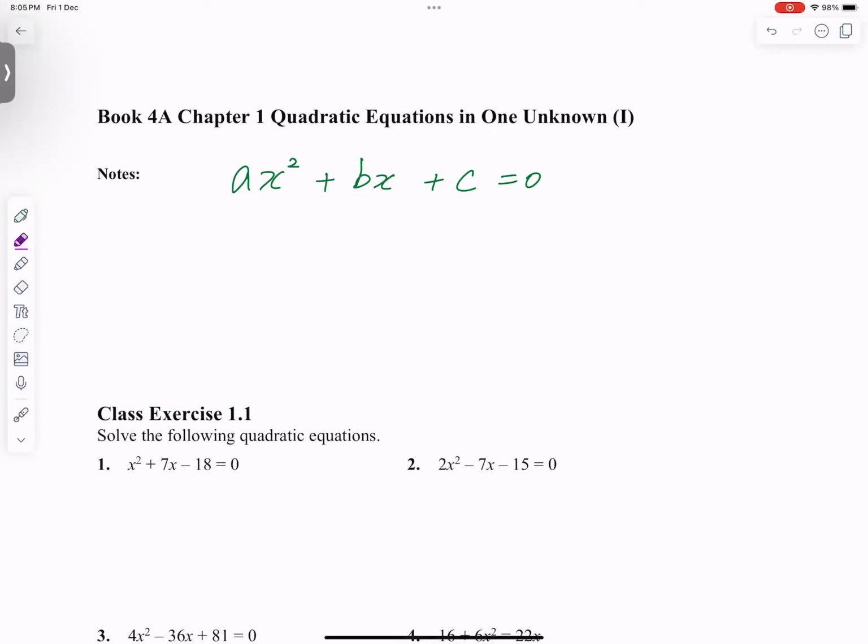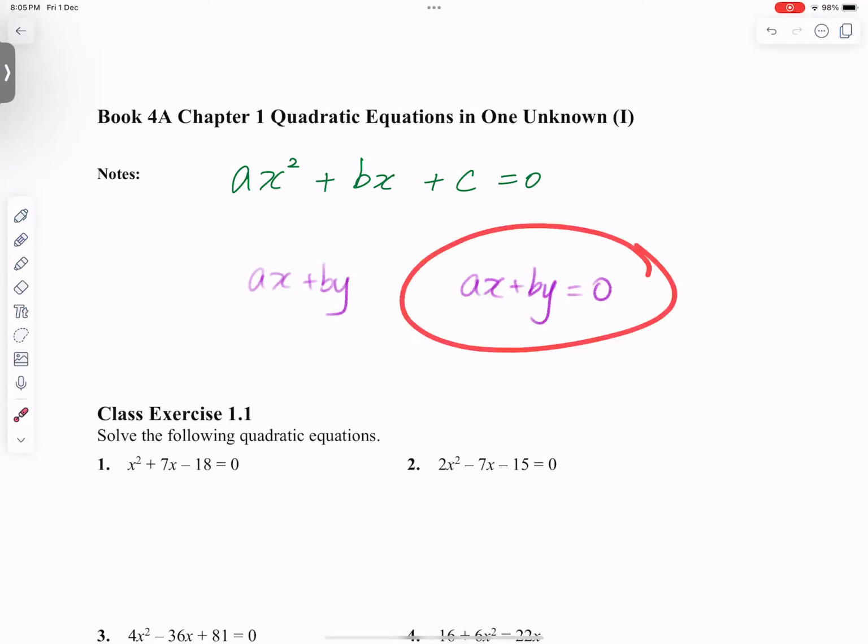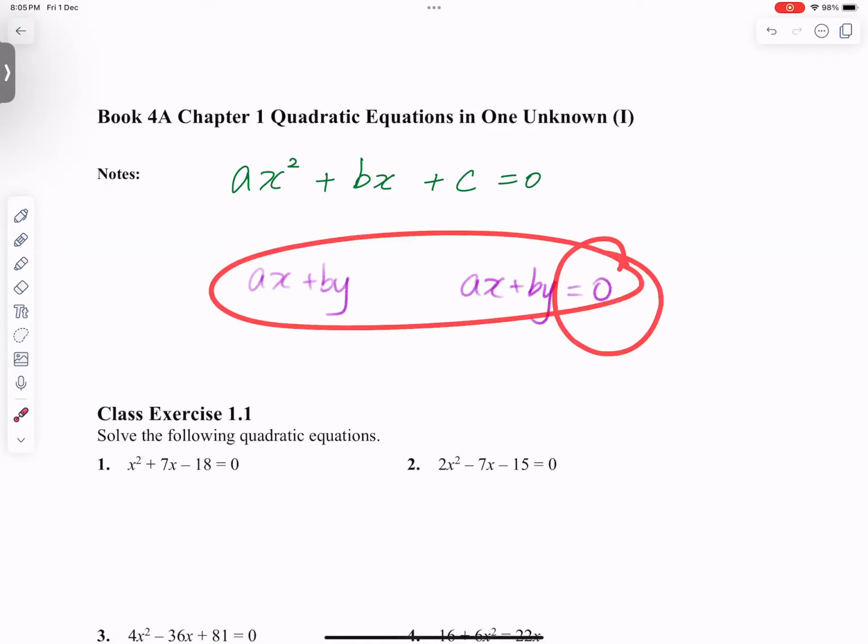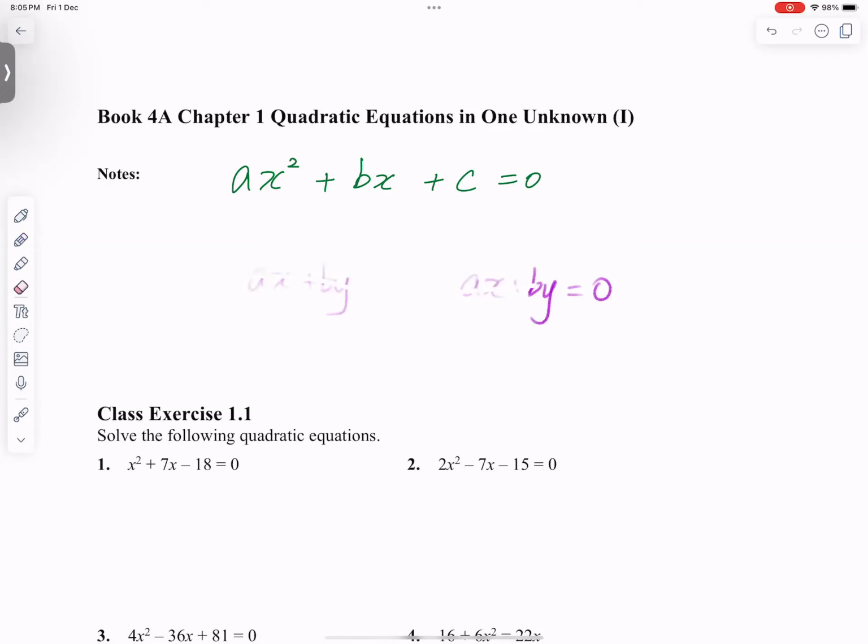So how about this one? ax plus by. Just this thing. Can this be called an equation? No, because this does not have equals to 0. But at the same time, if I have this equals to 0, this can be called an equation already. So as long as it equals to 0, we can call that an equation.